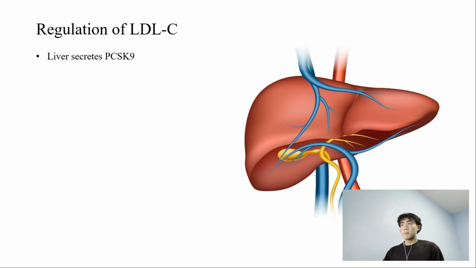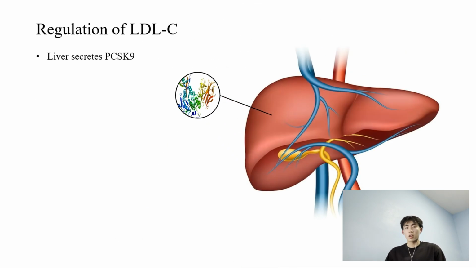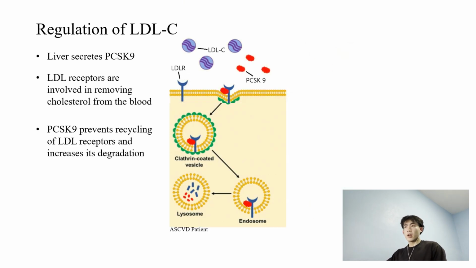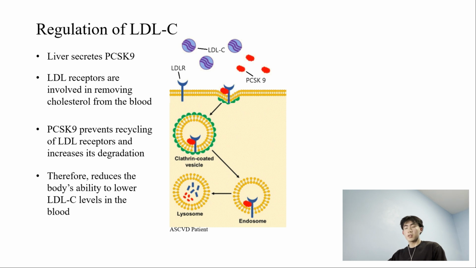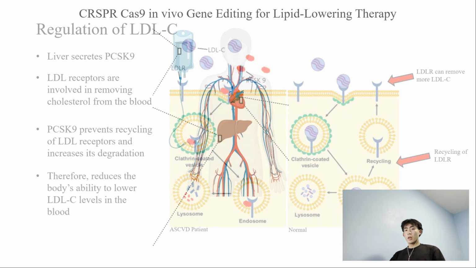The liver secretes PCSK9, which is a protease that binds to low-density lipoprotein receptors, also known as LDLR. LDL receptors are involved in removing cholesterol from the blood. PCSK9 prevents recycling of these LDLR receptors and increases their degradation. Therefore, it reduces the body's ability to lower LDL-C levels in the blood. In a normal person, LDLR is being recycled back to the plasma membrane, allowing it to remove more LDL-C.